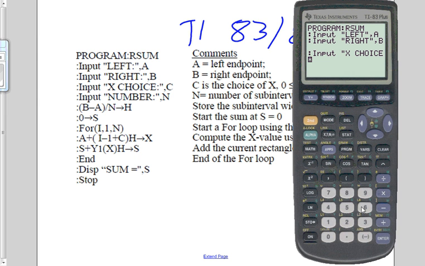So we've got our x choice, and we're going to store our x choice in C. So what we're doing, we inputted our left bound and stored that as value A. Inputted our right bound, stored it as B, and now we're inputting whether we want to do 0 for left, 1 for right, 1/2 for midpoint, and storing that value in C.